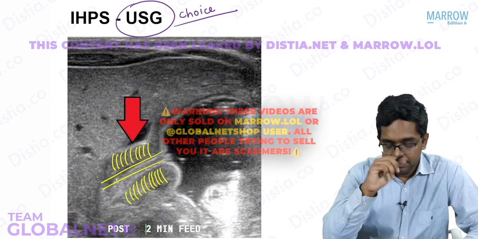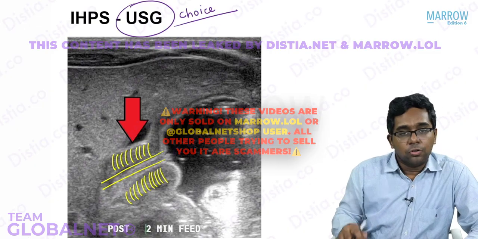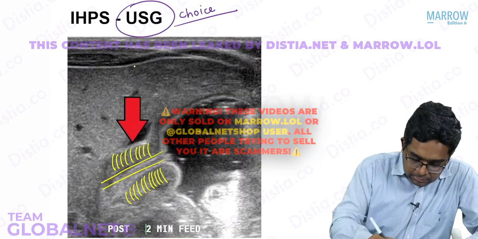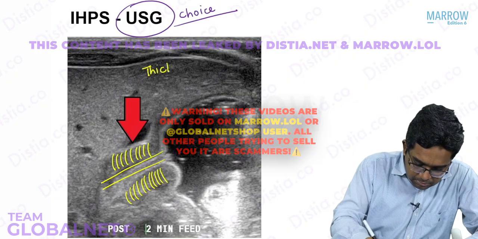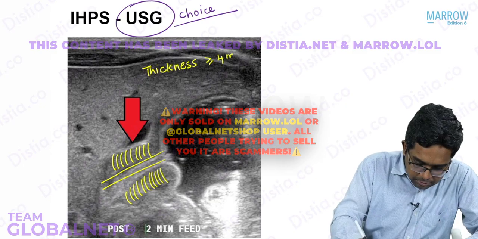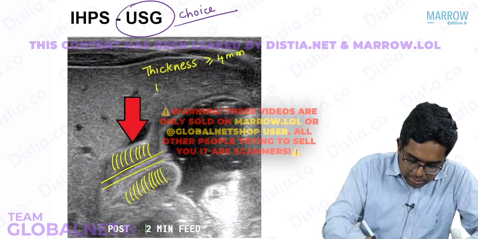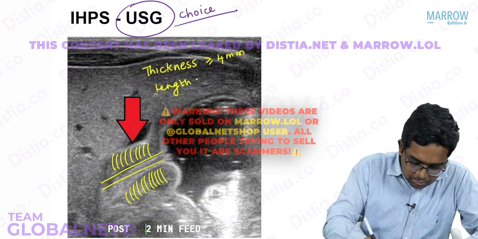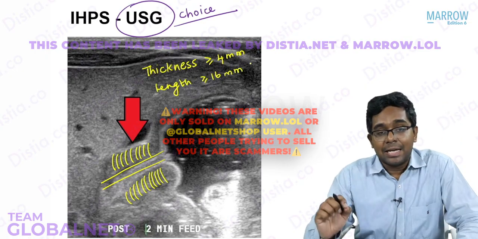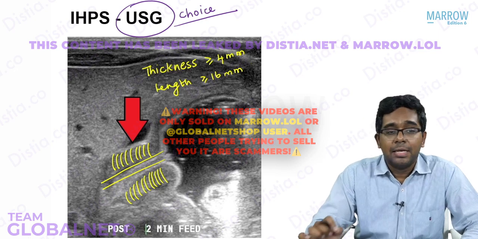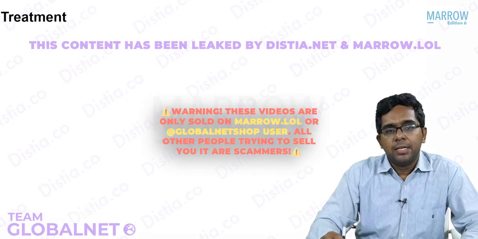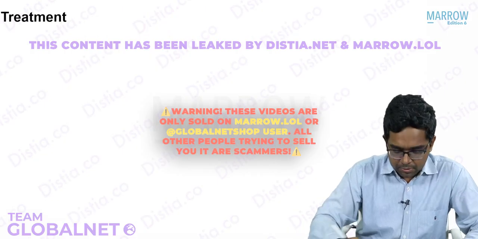And there is a criteria for diagnosing pyloric stenosis by ultrasound. What is that? Thickness of the pyloric muscle is more than or equal to 4 millimeter, and length of the pyloric channel is more than or equal to 16 millimeter. That is the diagnostic criteria by ultrasound in cases of hypertrophic pyloric stenosis. Finally, about the treatment of pyloric stenosis.